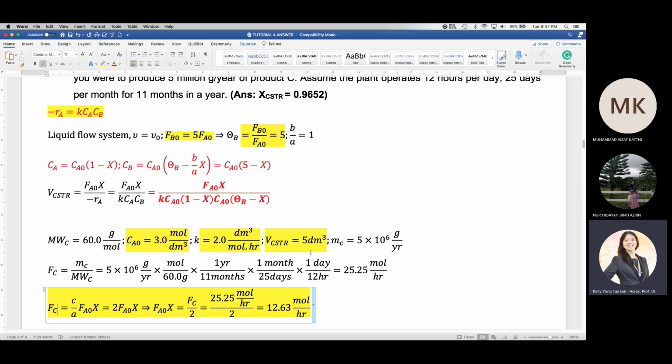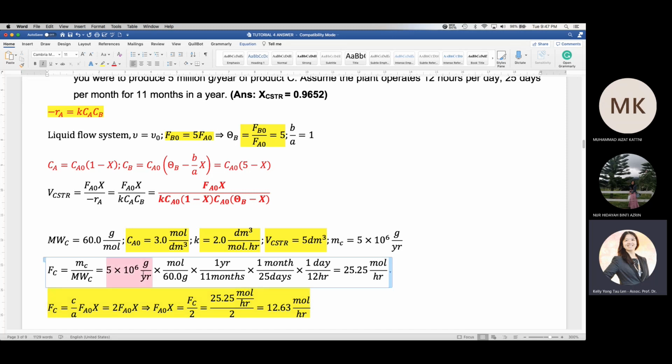Okay. So first step, saya kena convert dululah saya punya mass flow rate C kepada molar flow rate C. So kalau you remember to change from mass to mole, you will divide with the molecular weight. Okay, so macam mana nak buat? Ni kamu mungkin pernah belajar dalam CPP, but I will explain a little bit again how to convert.